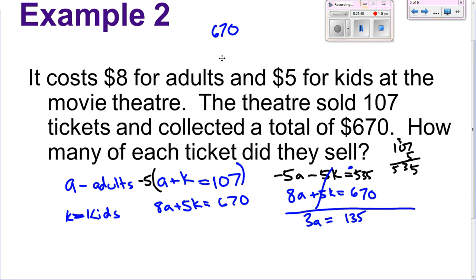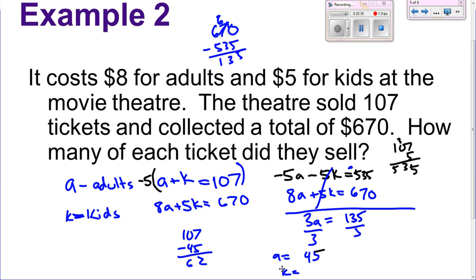I'm bad at mental math. I think it's 125. Oh, sorry, it's 135. Then we divide by 3. It gives you A equals, 3 goes into 13 4 times, 1 left, 45. So A equals 45. Then we know the original tickets was 107, so you just do 107 minus 45 to find the other one. And that gives kids equals 62. So 45 adults and 62 kids.